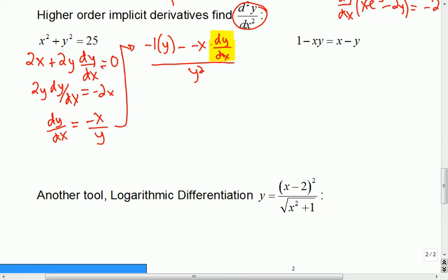Yeah, this is that step. Oh, you got it? Do you plug in the negative x over y? Genius. Yeah, that's exactly what we're going to do. We've already figured it out here, so we're going to just reuse that information.